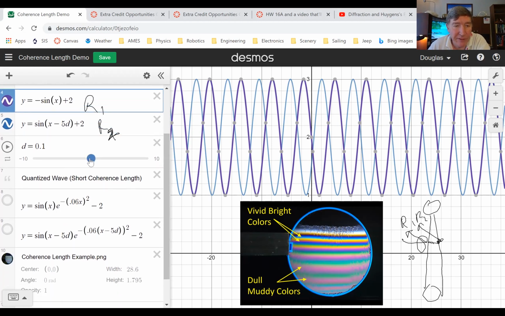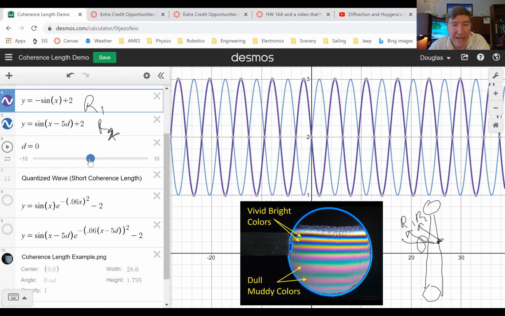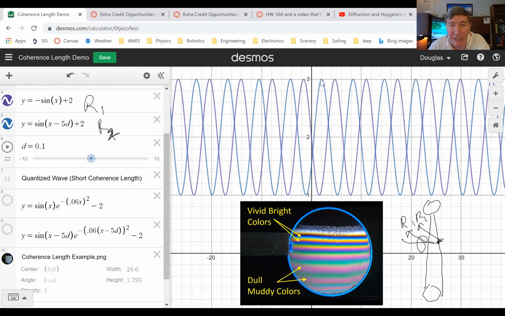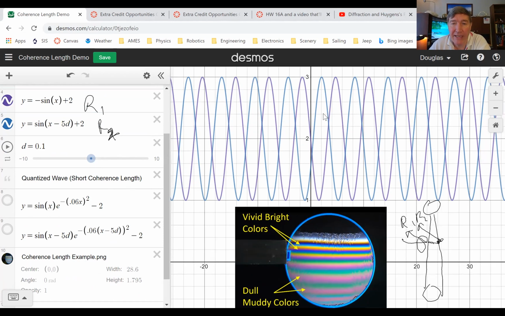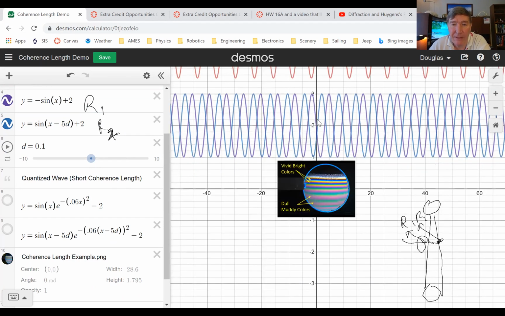Now the shift can never really be exactly 0. So it's a number that's so close to 0 that it might as well be 0. Okay, so you see, R1 and R2 are exactly out of phase, or at least they're super close to being exactly out of phase. And so they are going to interfere destructively. And now let's look at this other color here.